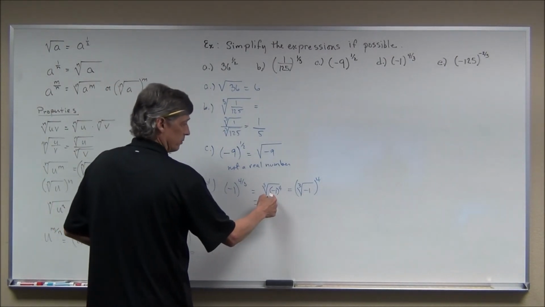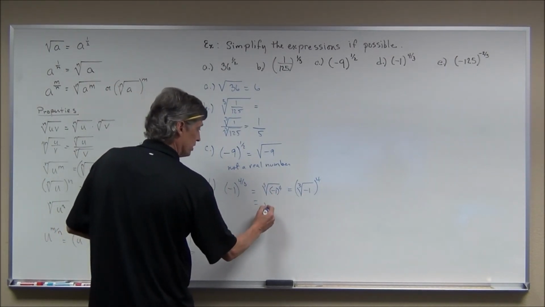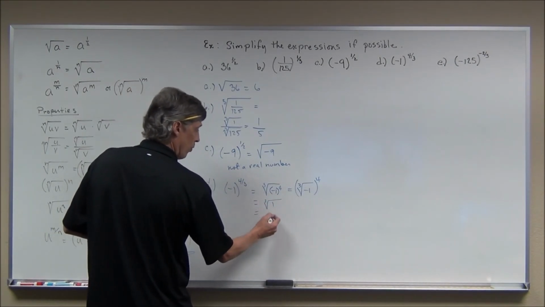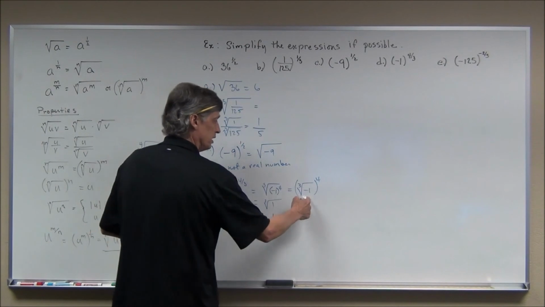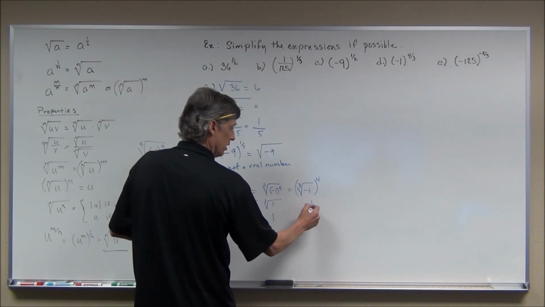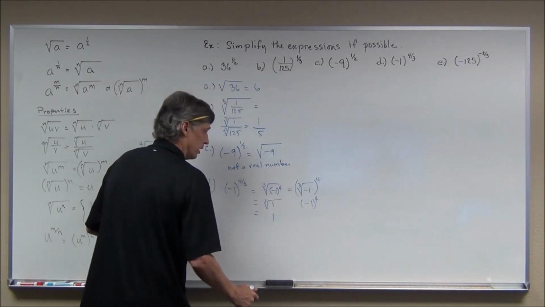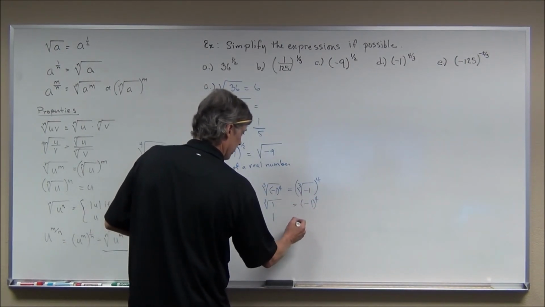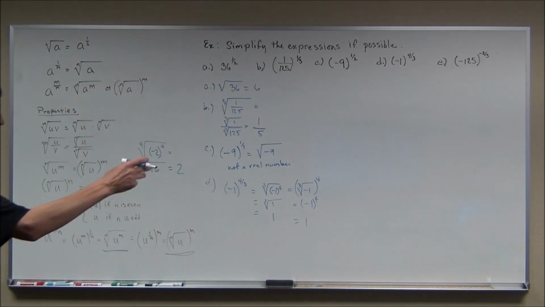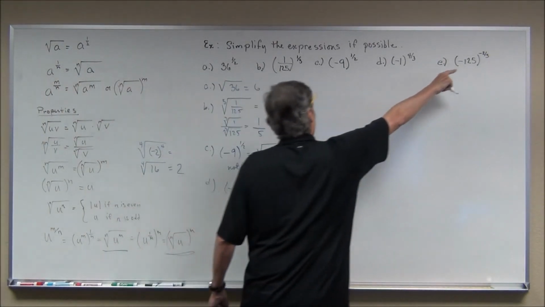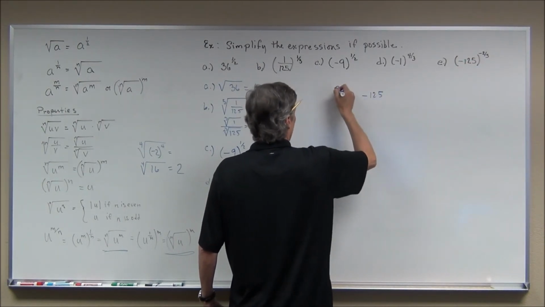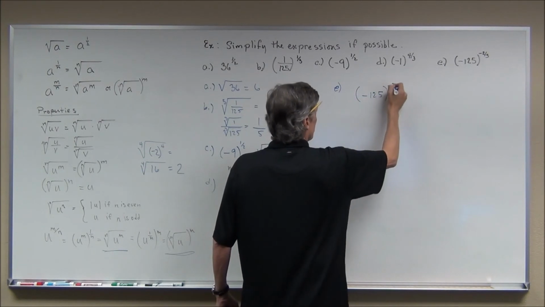Negative 1 times negative 1 times negative 1 times negative 1 is 1, so this is the cube root of 1, which of course is 1. Over here, this is the cube root of negative 1, which is negative 1, to the 4th power. Well, negative 1 times negative 1 times negative 1 times negative 1, you got it, is positive 1. So that works either way. Last but not least, with the negative exponent in there to throw it in on top, you have negative 125, this is for part E here, to the negative 2/3.